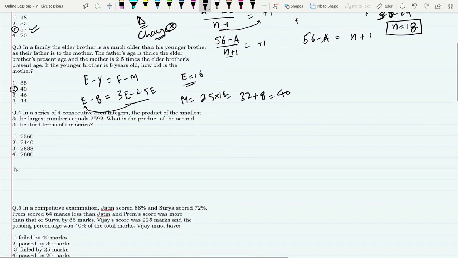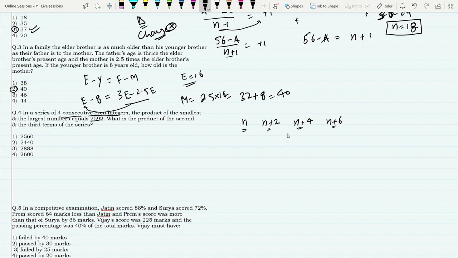In a series of 4 consecutive even integers, be careful, even integers, they are consecutive even integers. The product of the smallest and the largest numbers is equal to 2592. What is the product of second and third numbers in the series? In this case, because they are even numbers, almost everybody will start with this kind of assumption: first even number, second even number, third even number, and fourth even number. Nothing wrong with what you are doing.